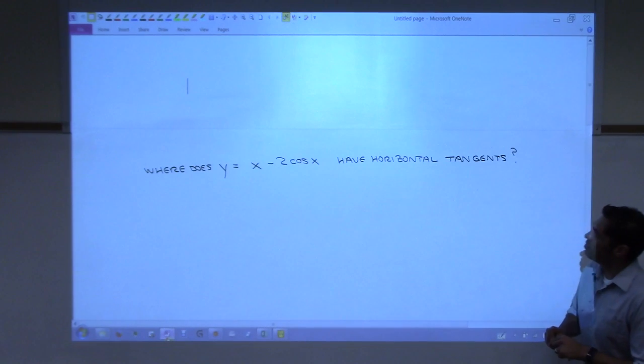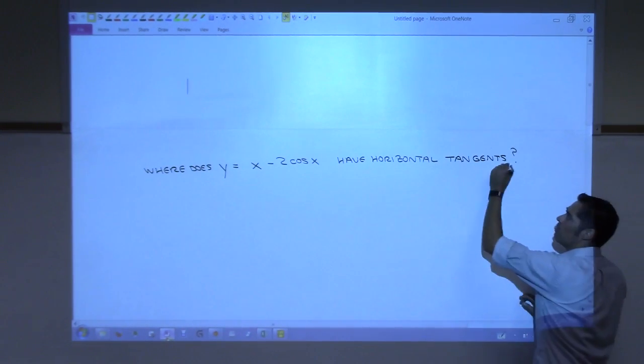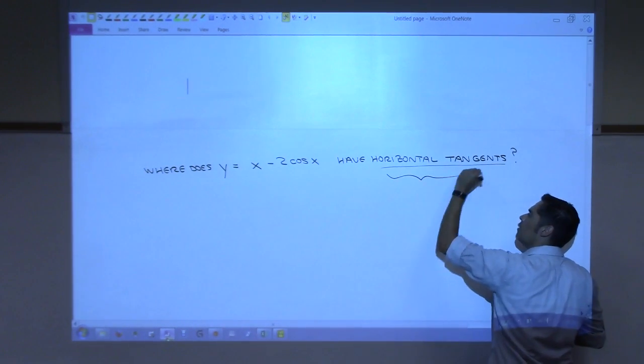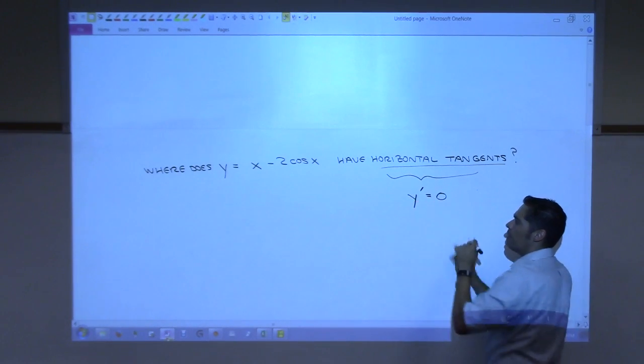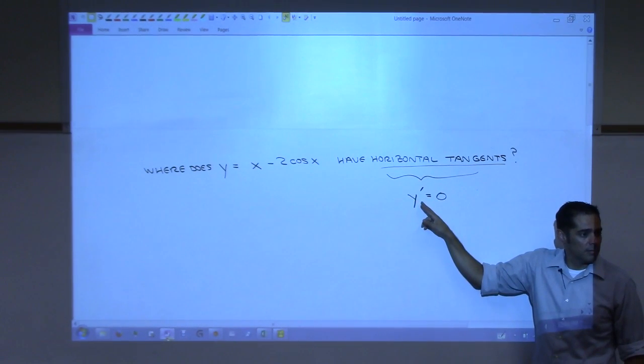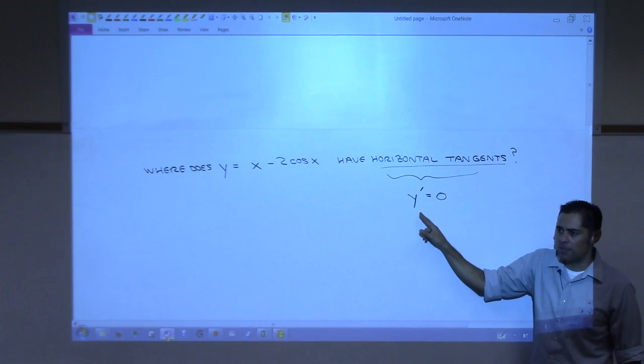All right, so horizontal tangent means you really want to know where the derivative is 0, right? The derivative is the slope of the tangent line. This is saying, tell me where the slope of the tangent line is 0.